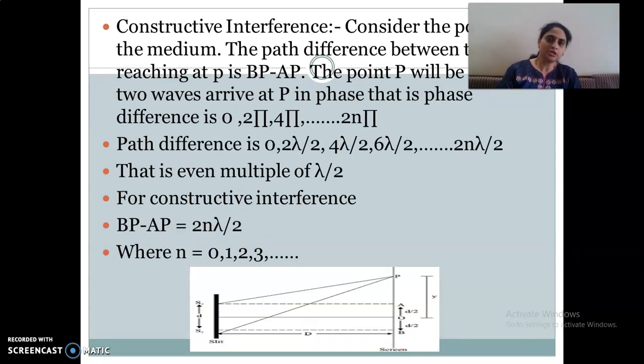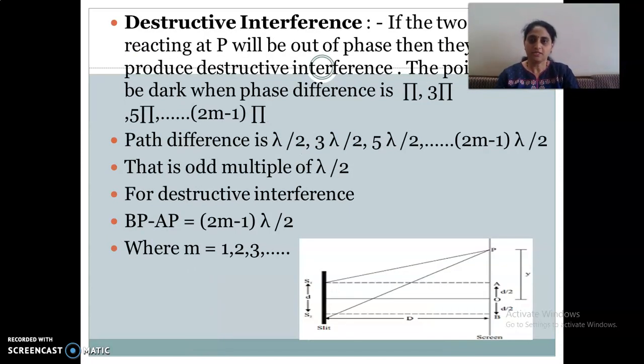So in constructive interference, the maximum displacement of the wave is there. That time the waves are in phase and the path difference is even multiple of half wavelength. This is the constructive interference. In constructive interference, the band or the point which is formed on the screen, that is the bright point. After that, destructive interference.